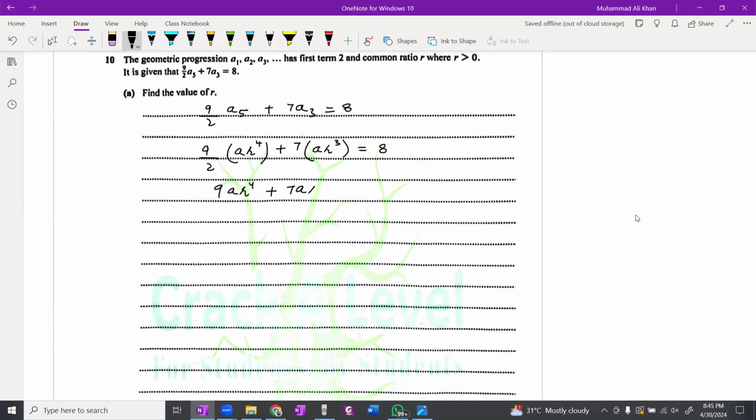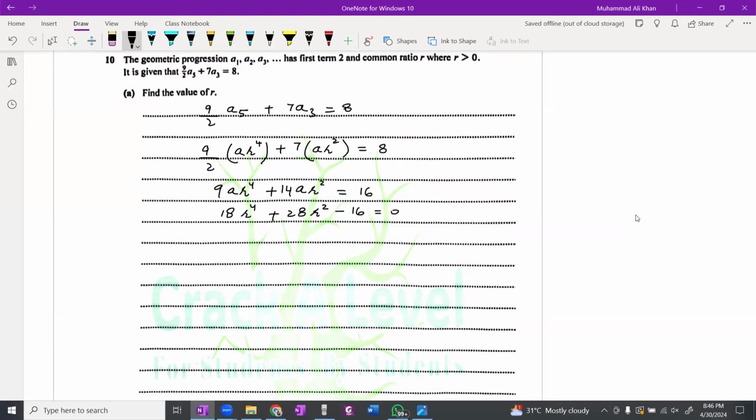plus 7 ar cube. Sorry, not 7 ar cube. By taking LCM, it is 14 ar cube equals 8 twos are 16. And if the value of a is 2, so it will be 18 r power 4 plus 28. And one more thing, this will be ar squared, not ar cube, because we are calculating the third term, and the third term is ar squared. Minus 16 equals 0.